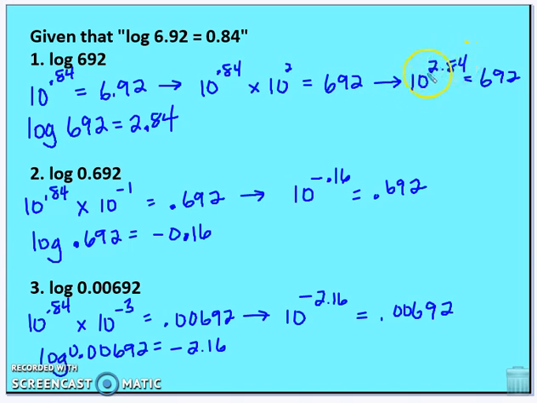Now I can use what I know about this value, 10 to the 2.84 is equal to 692, and rewrite it from exponential form to log form. Log 692 is equal to 2.84. So that's how you handle these types of problems.